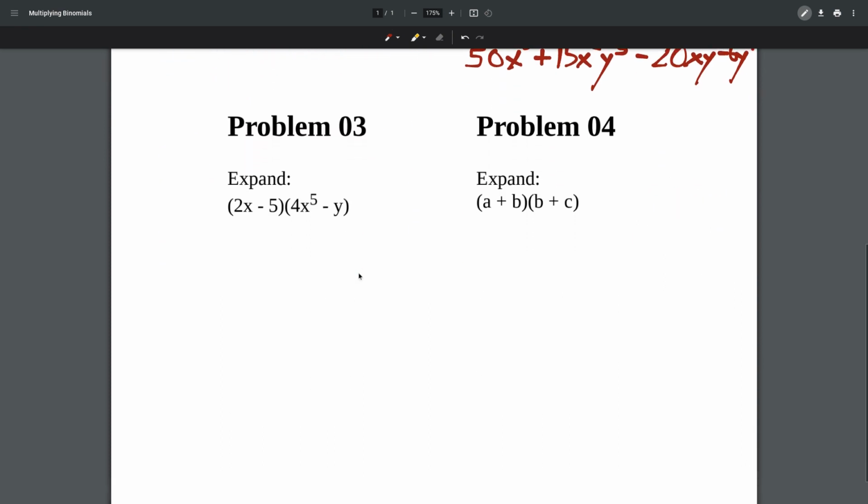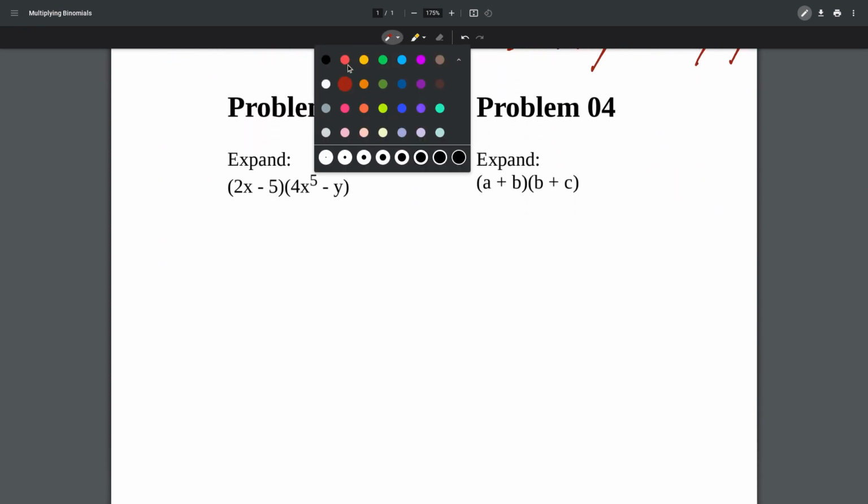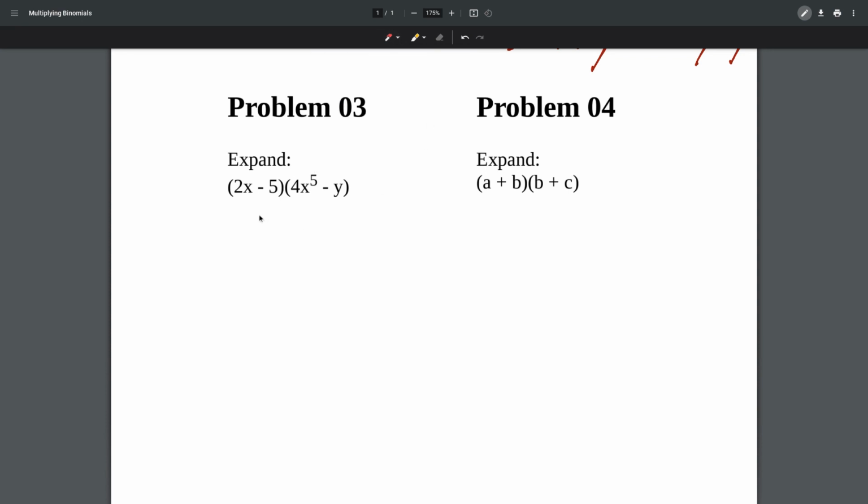All right, let's look at problem 3. In problem 3, I'm going to use a method called double distribution. So what that method is, I break up each of these terms in the first parentheses and multiply them by both terms in the second parentheses. So I'm going to rewrite this as 2x times 4x to the 5th power plus a negative y. I'm just going to write this as plus negative y. And then I'm going to write plus negative 5 times 4x to the 5th plus negative y.